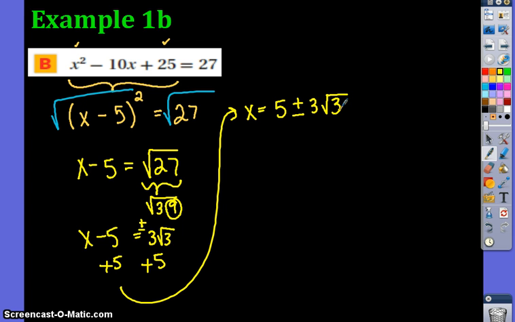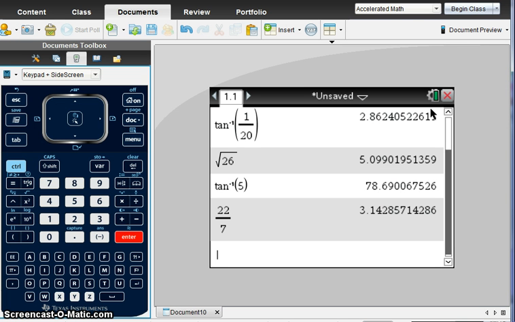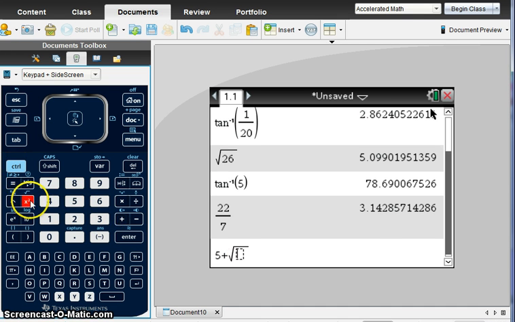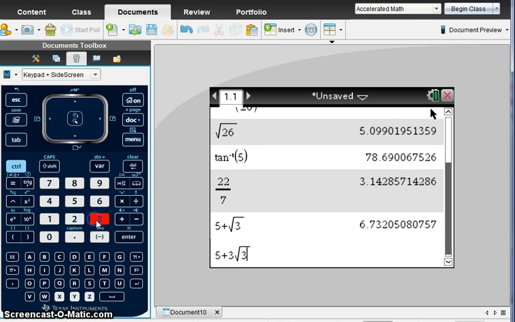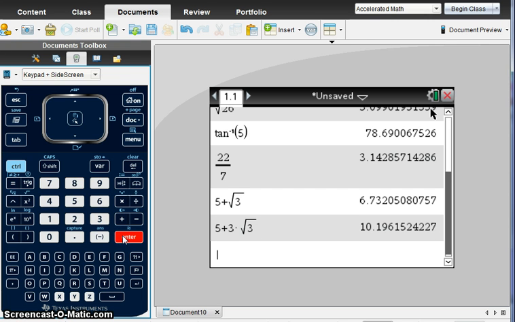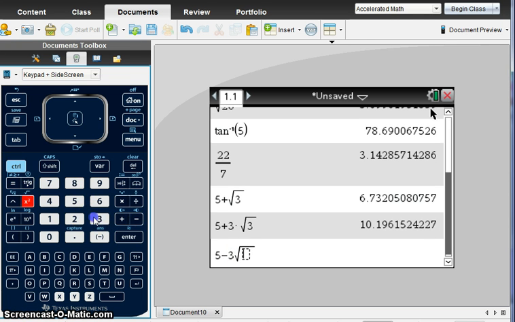And just to use your calculator here, if you wanted to find the roots, you would have 5 plus the square root of 3, and that's one of our roots, 6.73 going on. And then we would also do 5, I made a mistake right there, 5 plus 3 times the square root of 3, 10.196, and then we would also have 5 minus 3 times the square root of 3.